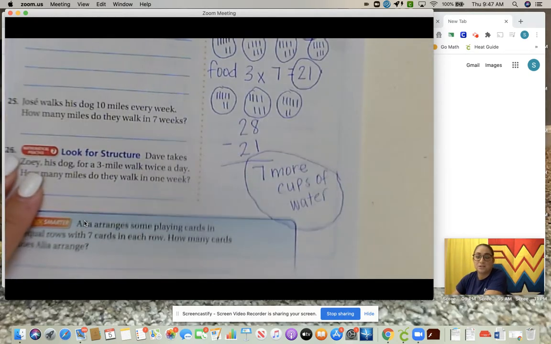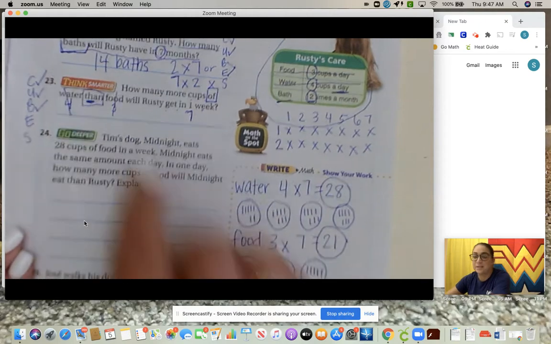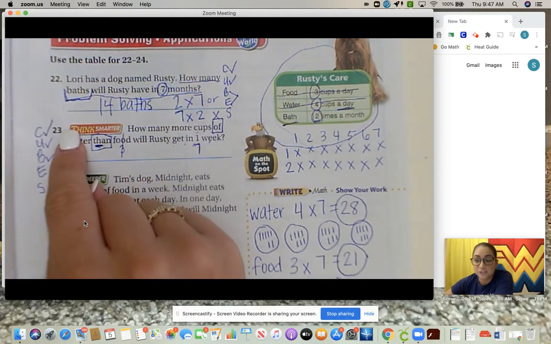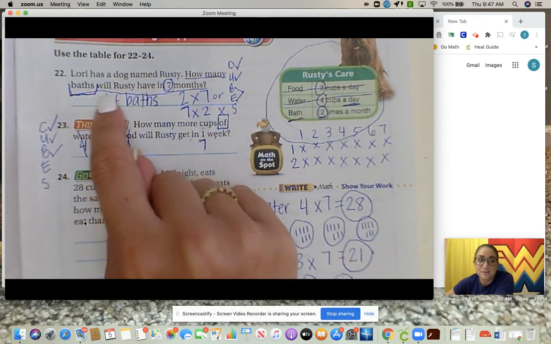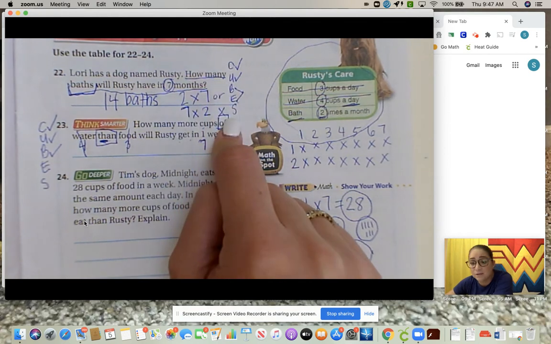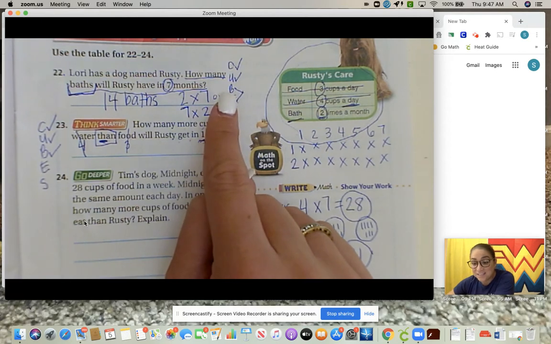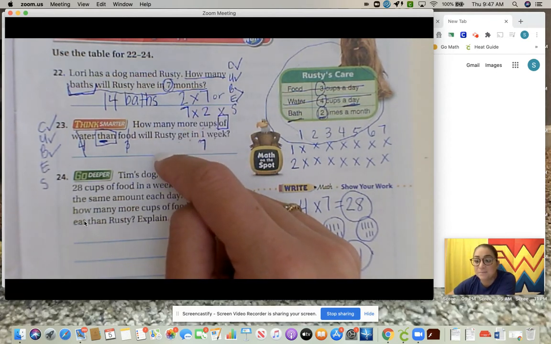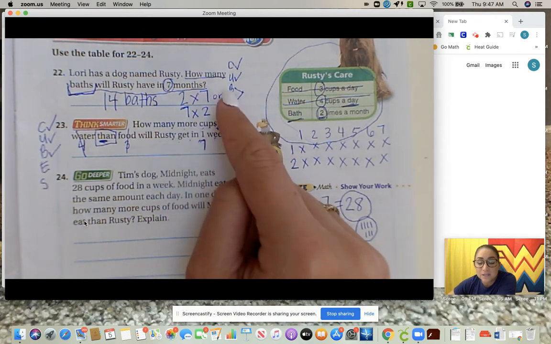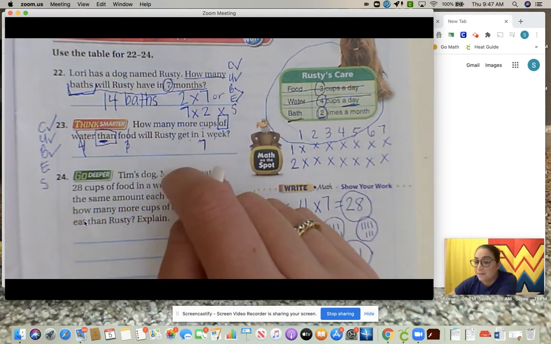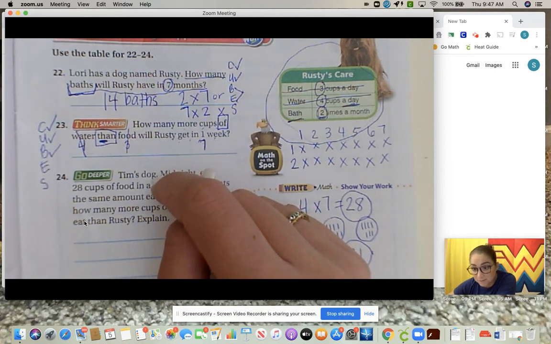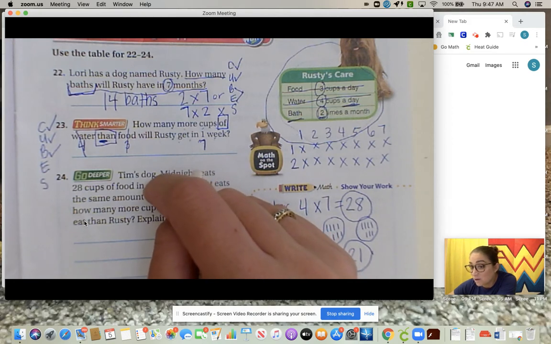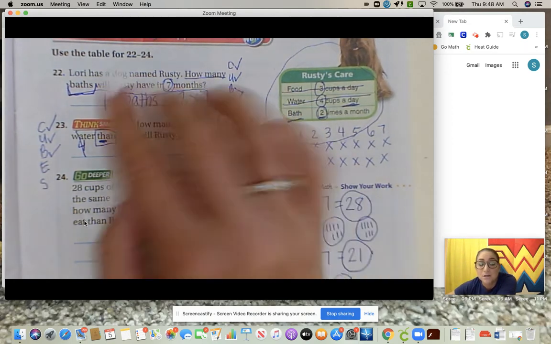Then we moved on to 157, and I'm going to explain. So if you want to try number 22, 23, go ahead. Lori has a dog named Rusty. How many baths will Rusty have in 7 months? You need to use cubes, and I know some of us are not, but I'm telling you right now, as the year goes on, our problems are going to get longer. They're going to be paragraphs long. So using cubes first slows you down, helps you decide what the problem is asking, helps you draw a picture so you know how to solve the problem, because there's multi-step, which means there's more than one equation you have to do. So we're slowing down.